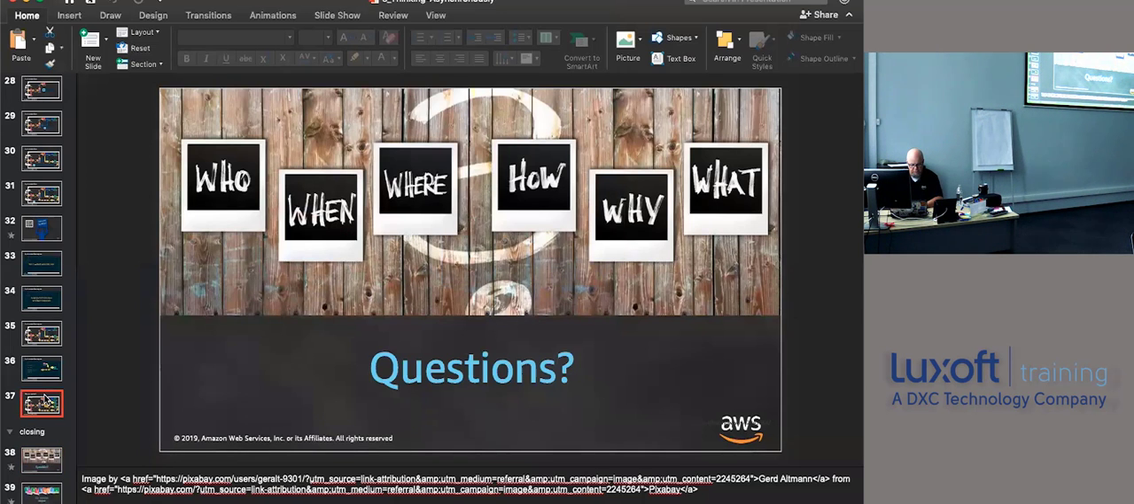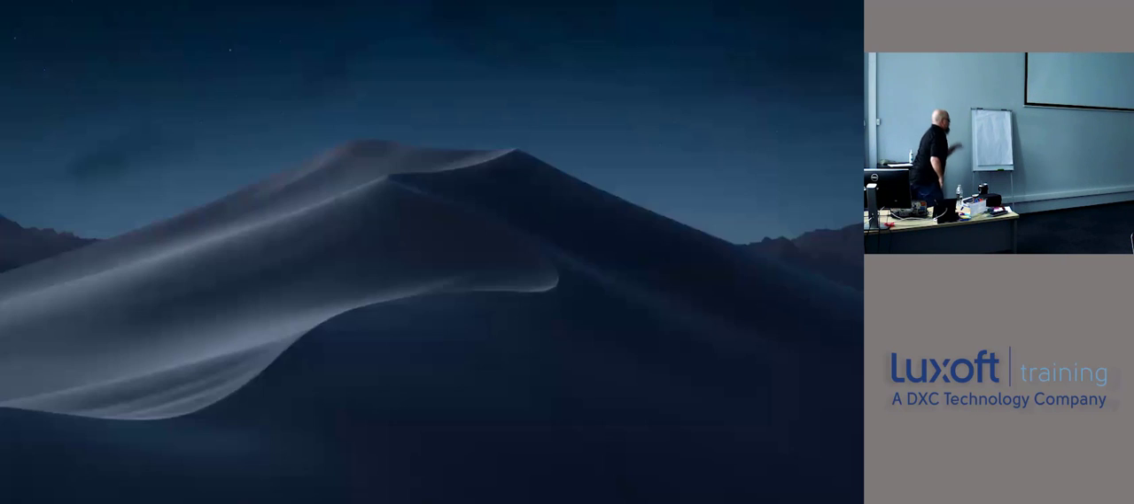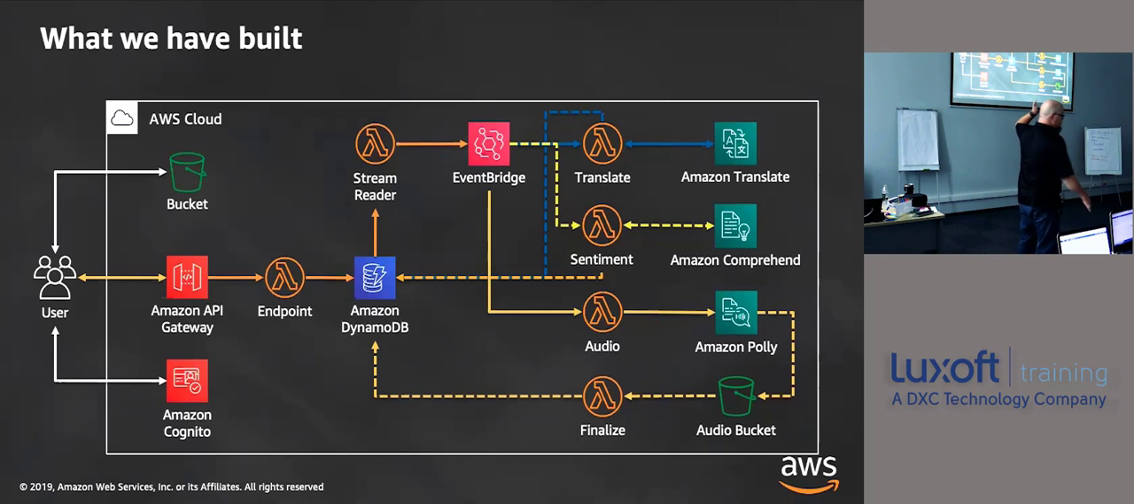I want to talk about a couple of things. So, other advantages to building this way. And we're going to climb into more Lambda. But what do you guys think? Throw it out. Do you see any advantages or disadvantages to building this way?